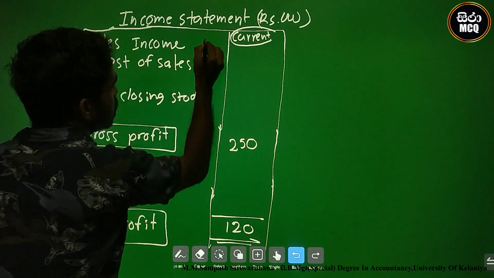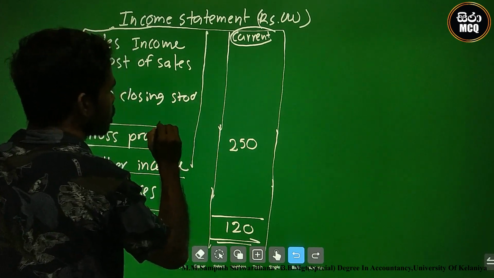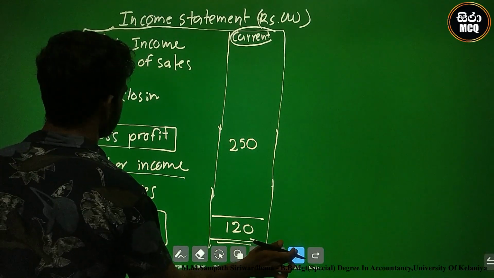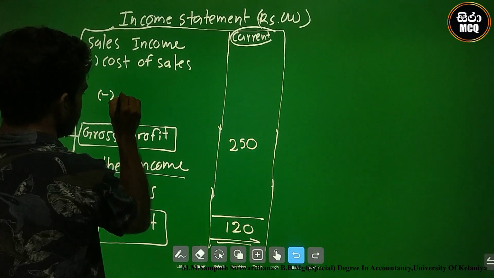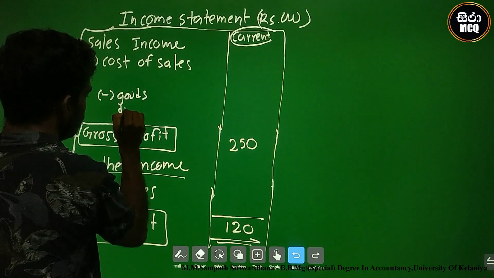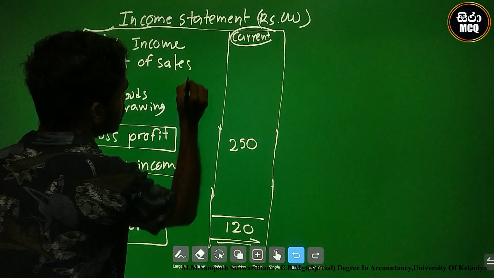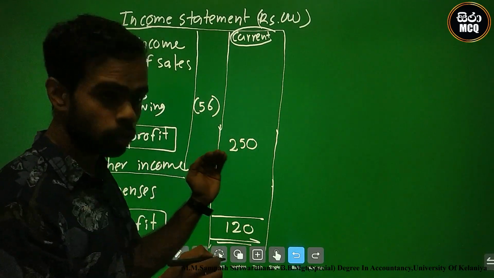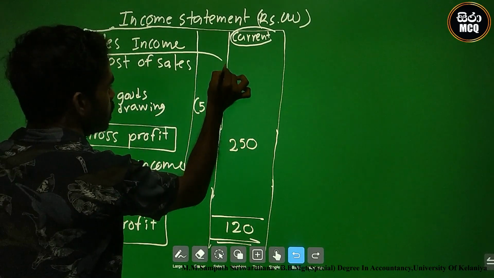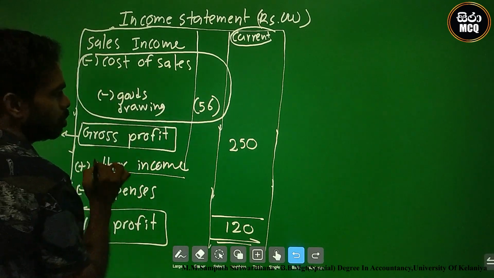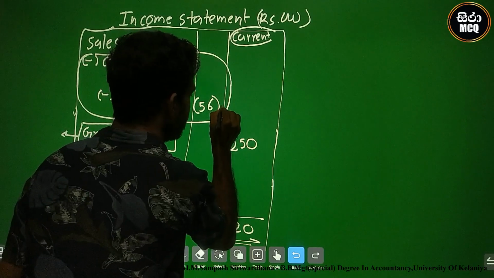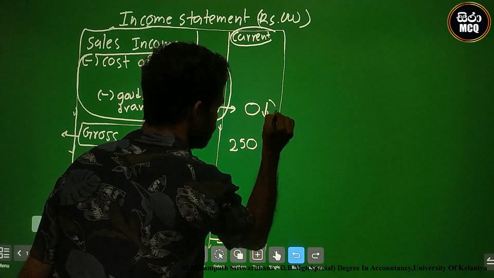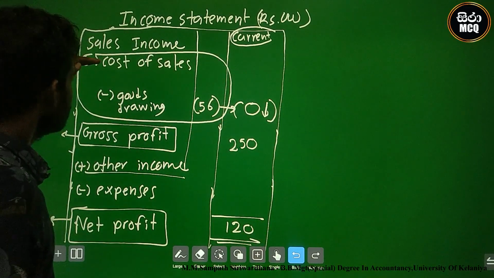There is another one, goods drawings 56. There is another column, 56. At this point, what is the impact to gross profit? The cost of sales is deducted by 56. At this point, the cost of sales is deducting. Why? There is a cost of sales.